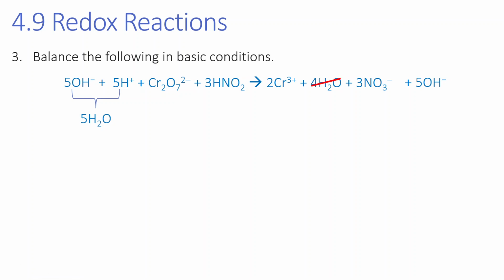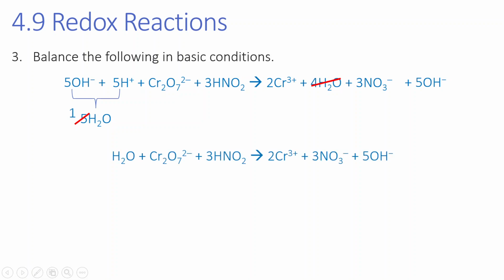So all 4 of the water molecules on the product side are going to cancel, leaving behind 1 on the reactant side. So now I'm just going to rewrite my final equation. So I've got that 1 water, and now I have 5 OH minus on my product side of my reaction.